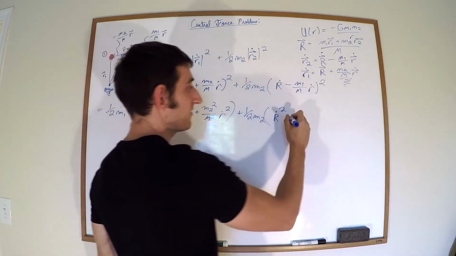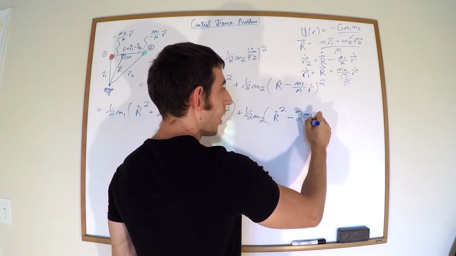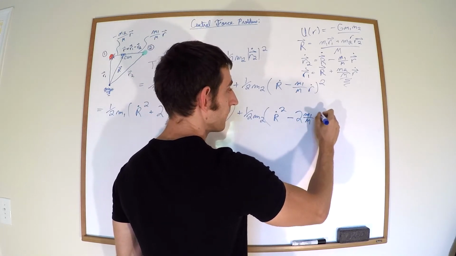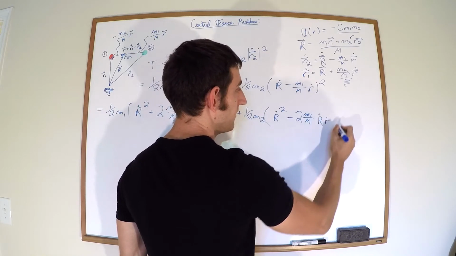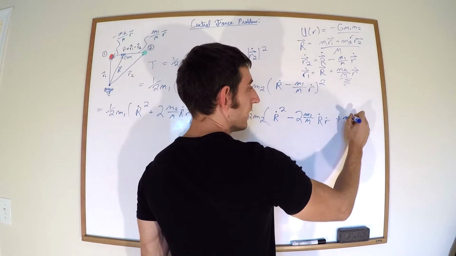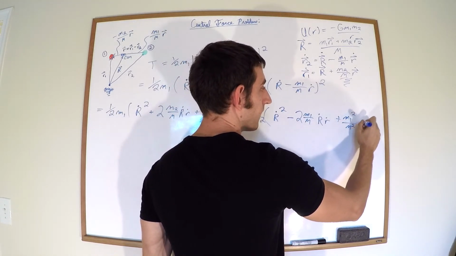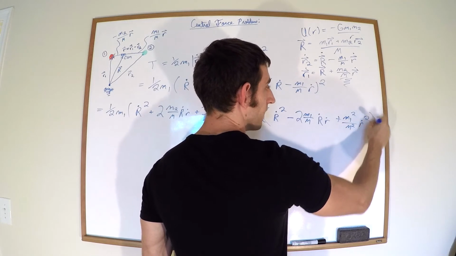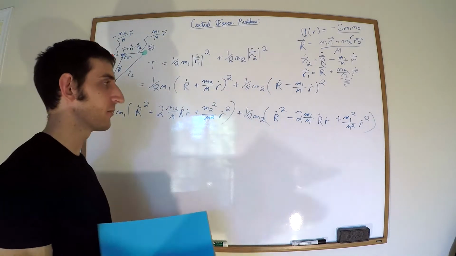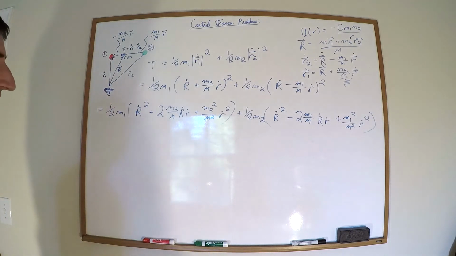We're going to get minus 2 M1 over big M, big R dot, little r dot. Then we're going to get plus M1 squared over big M squared, little r dot squared. Okay, so that's what we get. And now we want to start grouping terms, canceling terms, and figure out what we essentially get, okay?